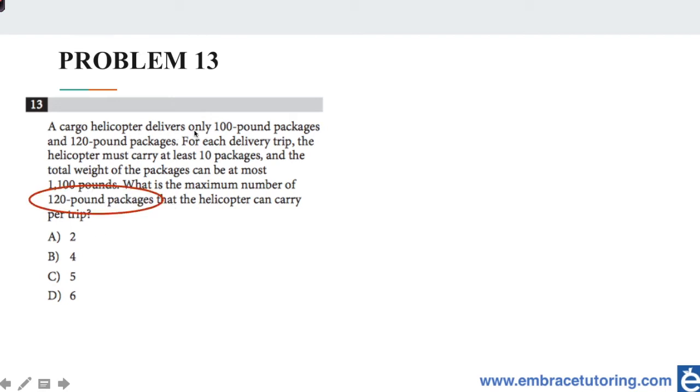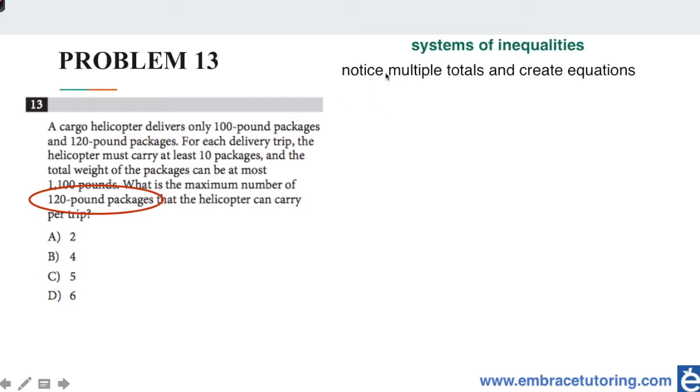Now, what we can gather from quickly reading the problem is that this is going to be a system of inequalities problem. The reason being is that you notice that you have multiple totals, and we're going to want to move forward and create equations. Also, the language where you see at least 10 packages and at most 1,100 pounds tells you that the at least as well as the at most are signifying language for inequalities. So let's move forward and create the equations.